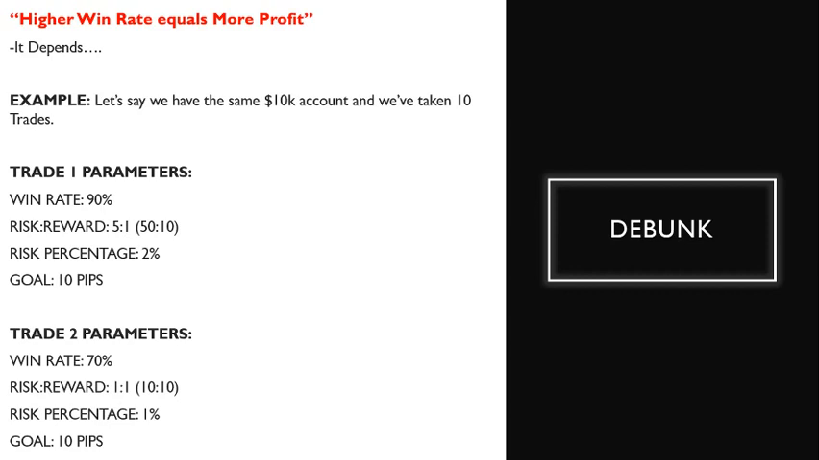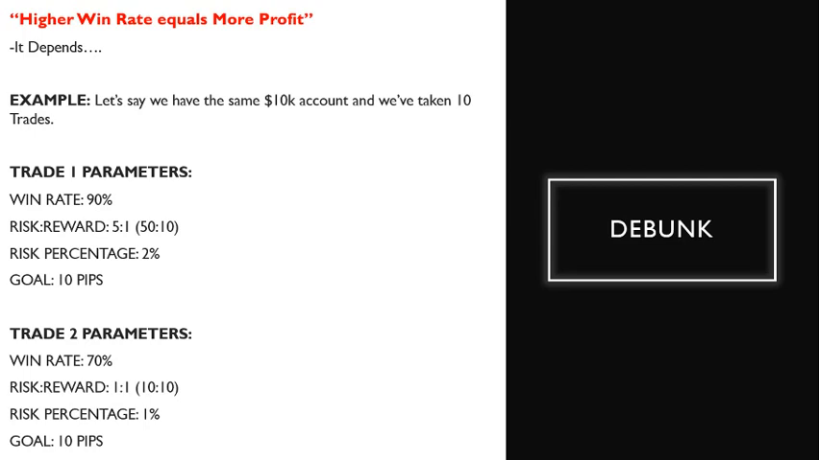And then my goal here is 10 pips as well. So everything is almost the same. Win rate is different. One of them's 90, one of them's 70. Risk to reward's different. One of them's 5-to-1, the other one's 1-to-1. And the risk percentage is different. 90% has a 2% risk percentage, and trade 2, which is 70%, only has a 1% risk percentage.